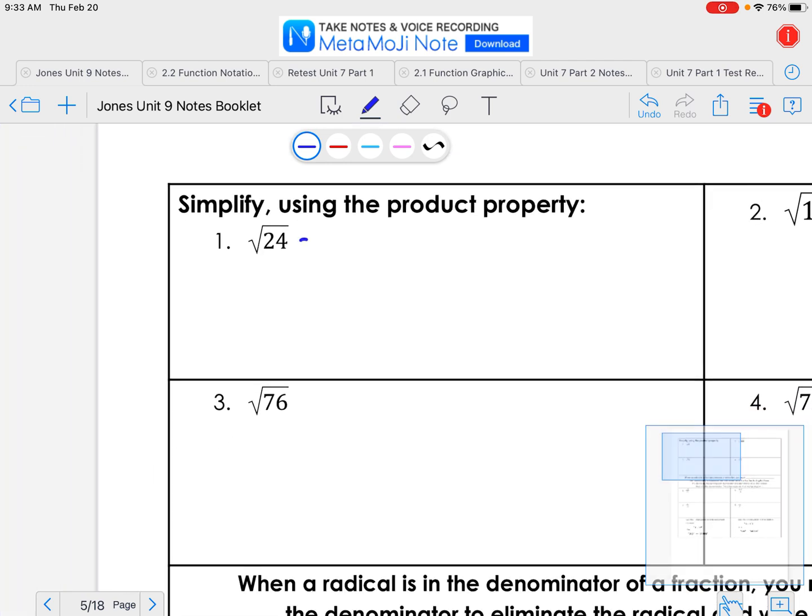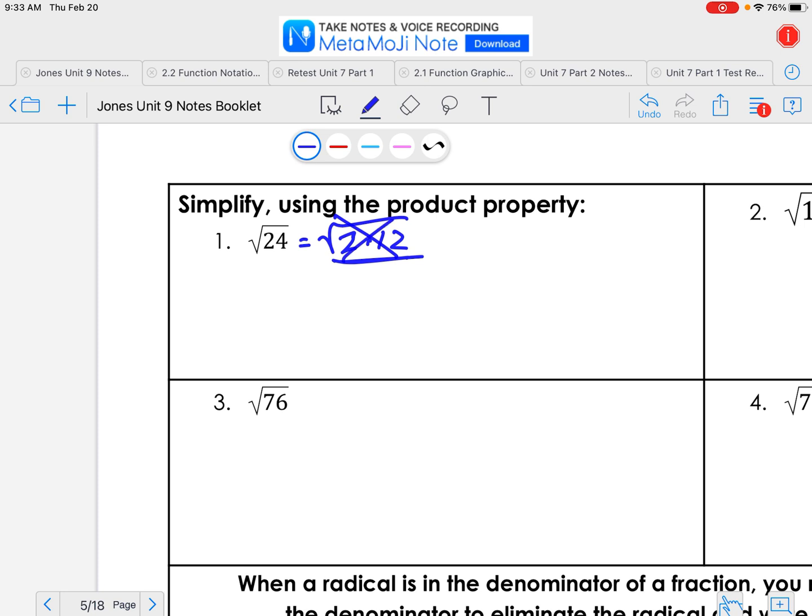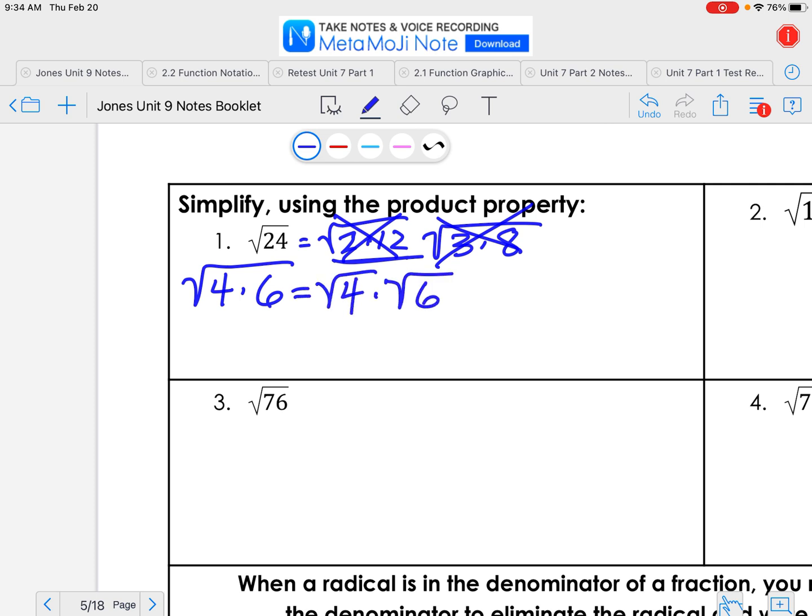Now, I could make this the square root of 2 times 12. Does that help me at all? No, because I can't simplify these. So let's try something else. I could make it the square root of 3 times 8. Does that help me at all? No, can't simplify those. So let's make it the square root of 4 times 6. That helps me because that's the square root of 4 times square root of 6, and I know the square root of 4 is 2. So 2 square roots of 6. That is the simplest form. That's how you simplify it.